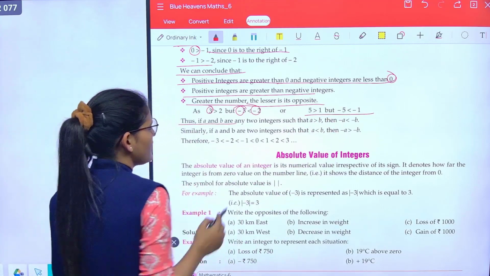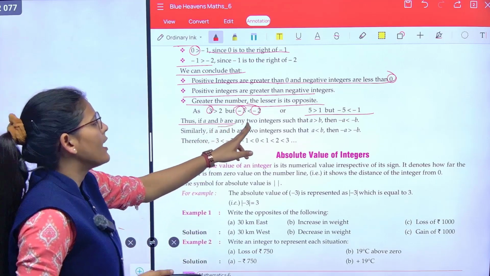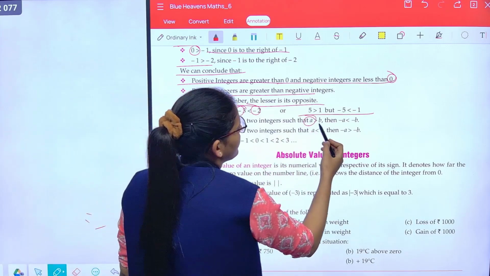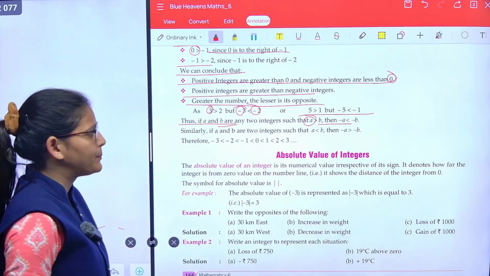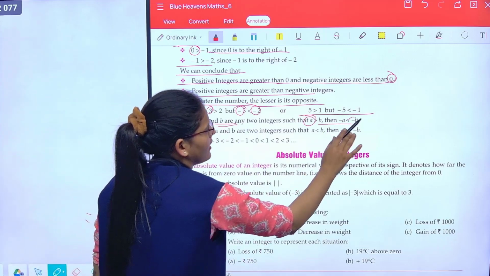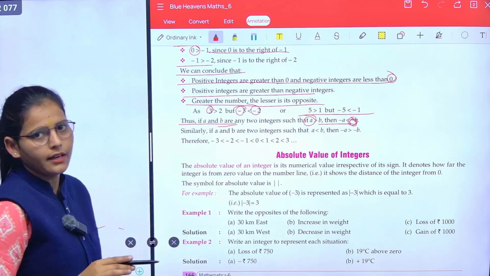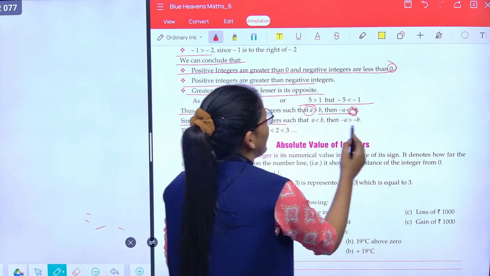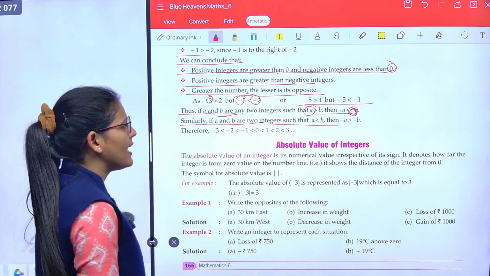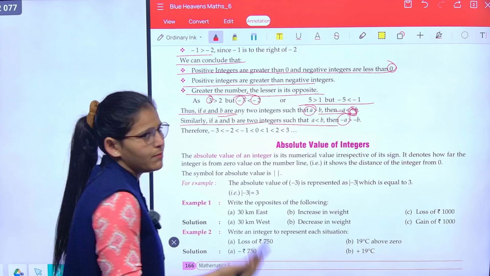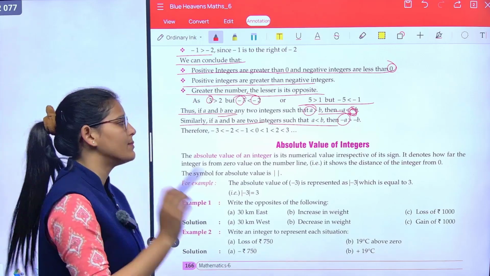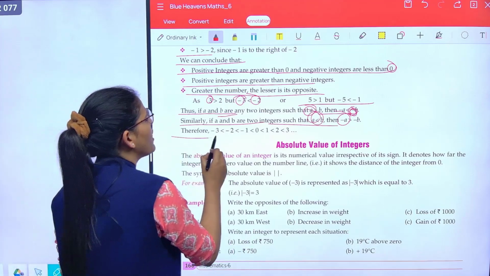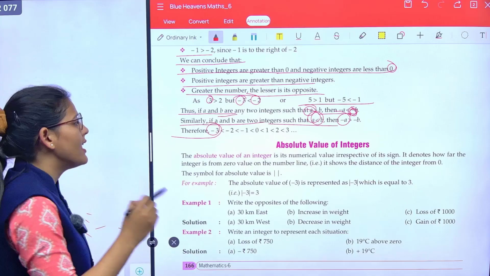Thus, if a and b are any two integers such that a is greater than b, then minus a is less than minus b. Similarly, if a and b are two integers such that b is greater than a, then minus a is greater than minus b. Therefore, minus 3 is less than minus 2.